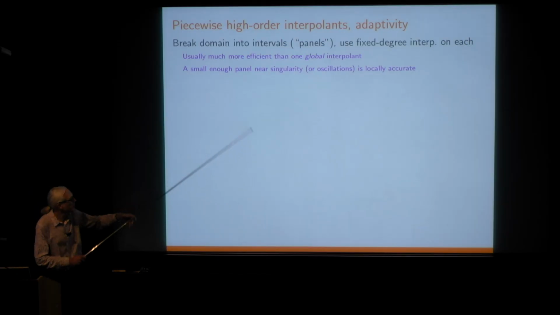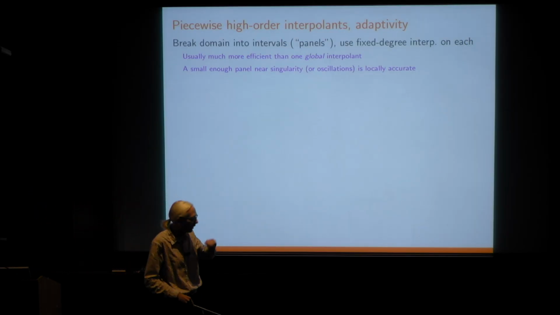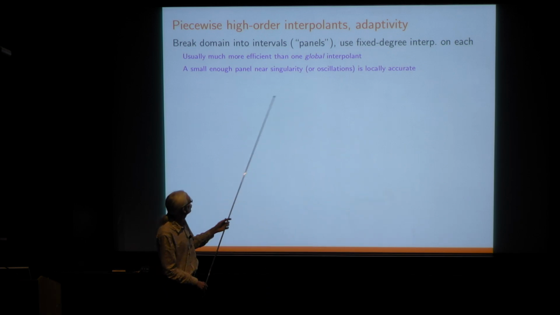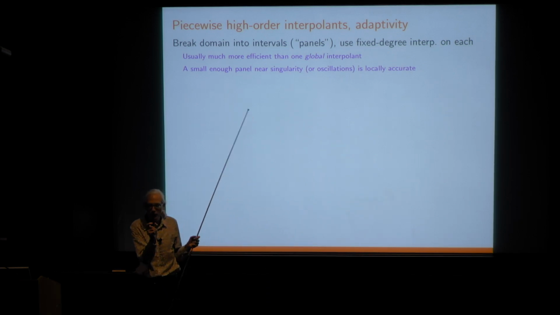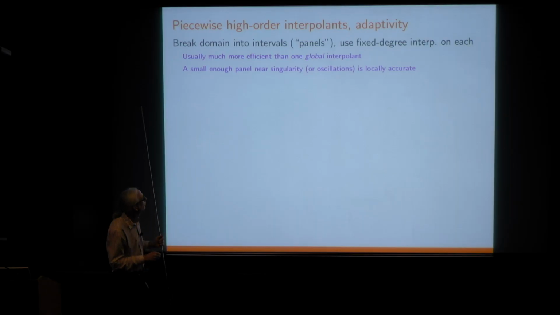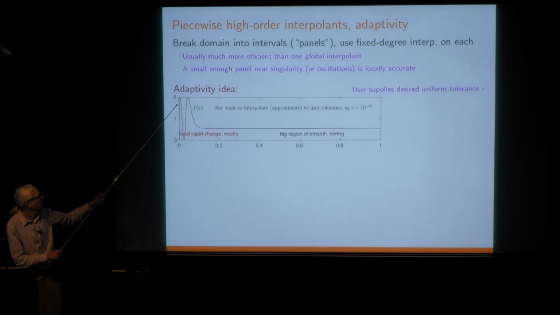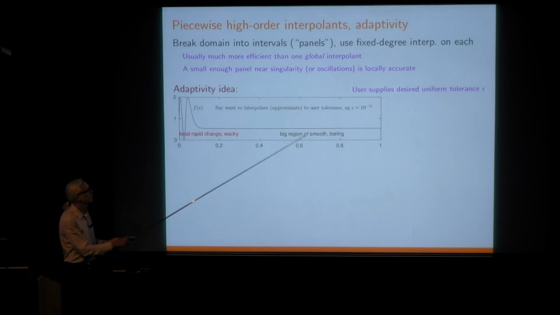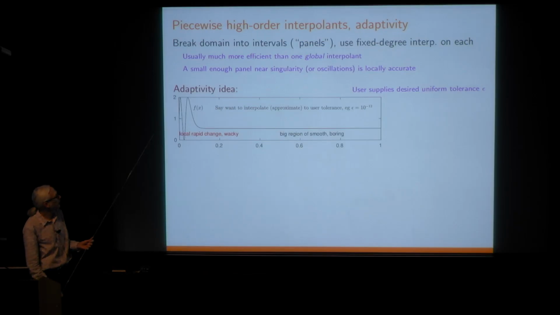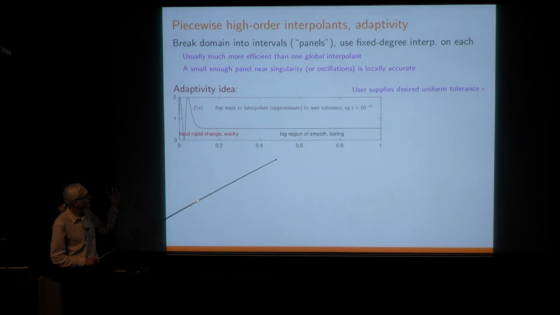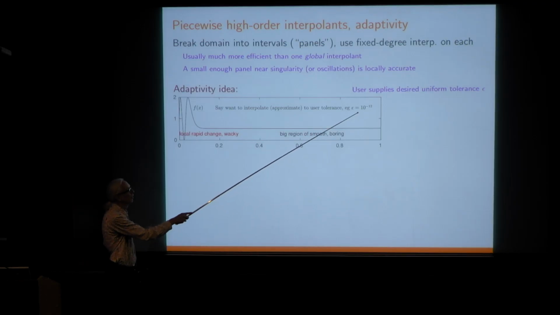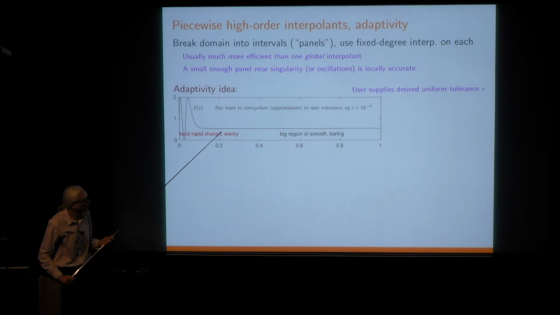And the idea of this is, if the function has something wiggly or spiky happening, you just choose small enough panels around that area, and you'll get it accurately. So here's a different function that has a similar flavor. It's got something oscillatory and near singular happening over here on the left side. It's very smooth out on the right side. You want to interpolate this. And the new idea here is the user gives you, or you are the user, you choose how many digits you want. We call that the tolerance.